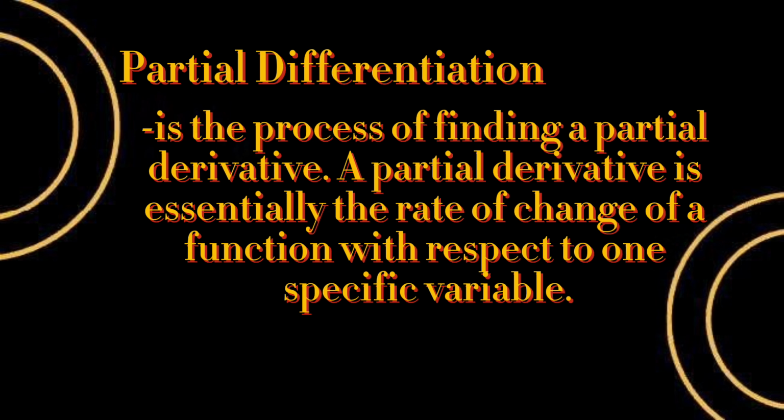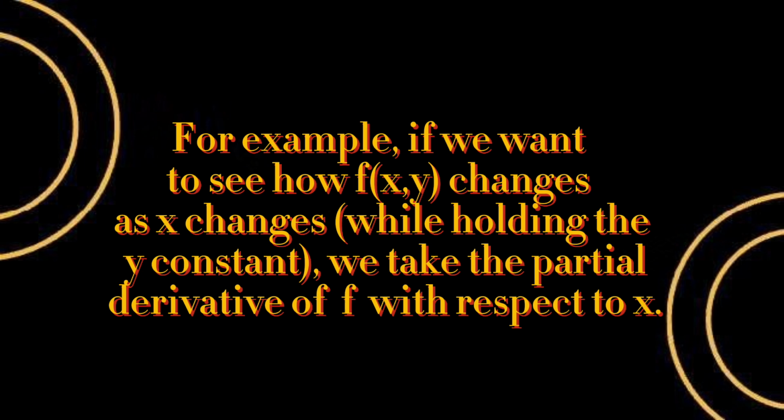Partial differentiation is the process of finding a partial derivative. A partial derivative is essentially the rate of change of a function with respect to one specific variable. For example, if we want to see how f of x comma y changes as x changes while holding the y constant, we take the partial derivative of f with respect to x.